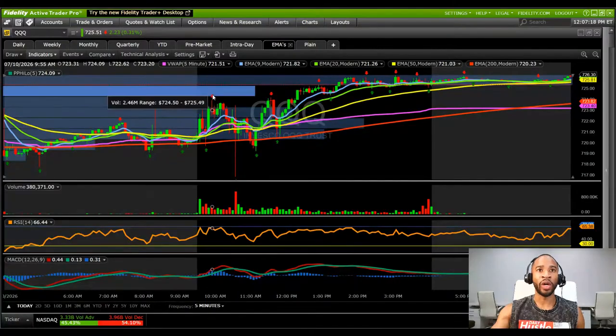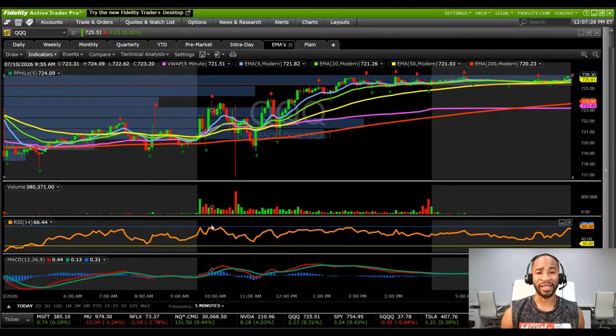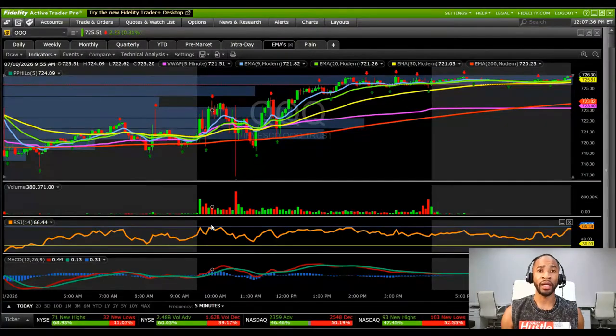Now, once we reached this price zone up here, we had another rejection. And at that price zone, the RSI was at 66.44. So it was close to that 70 price zone. So day traders felt like this thing was overextended. That's when we started to pull back.